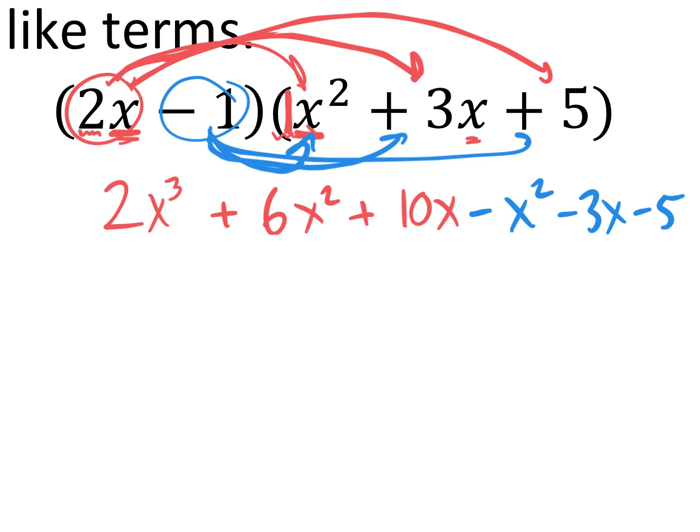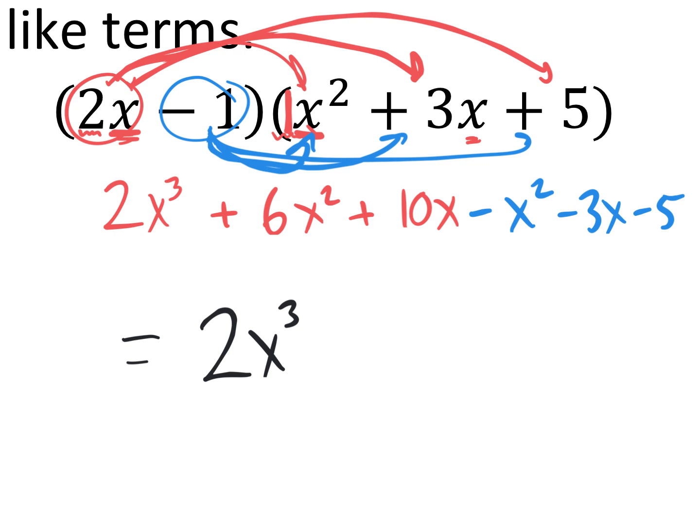What could we combine? Negative 3x. Okay. So how about this? When I write my final answer, what should my first term be? Let's start with that. 2x cubed. That's right. 2x cubed. 2x to the third. There are no other x to the thirds to combine it with. That's why we write it down first. Of course, we want it in standard form, highest exponent down to smallest.